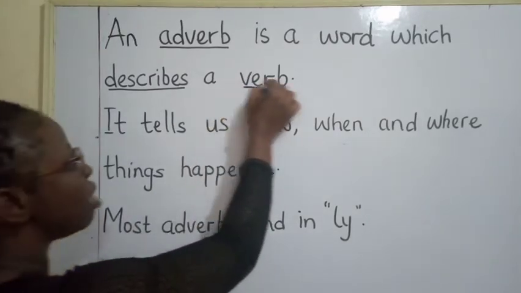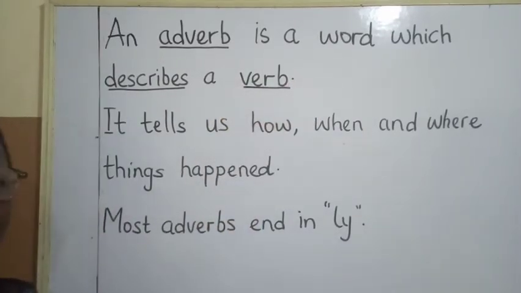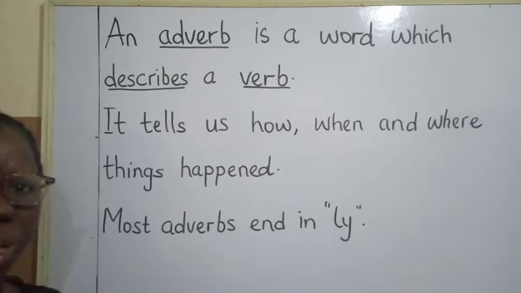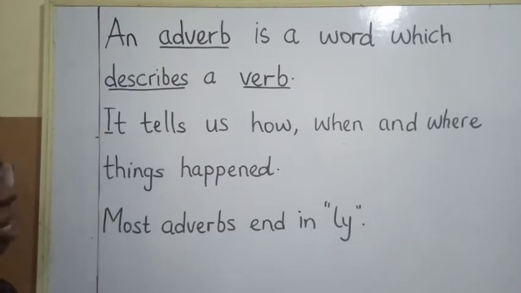And you already know what a verb is. A verb is an action word. This simply means that adverb add more meaning to a verb. It tells us how an action takes place. It tells us when an action takes place and where it happens.